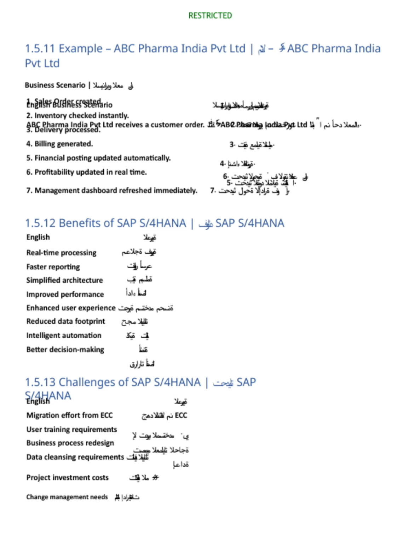As we explore the challenges of implementing SAP S/4HANA, several key areas stand out. Data cleansing is essential, cleaning up existing information to ensure accuracy. Change management plays a big role, helping teams adapt to new processes and systems. Migration effort from ECC requires careful planning and execution. User training is critical, so everyone knows how to work effectively in the new environment. Finally, business process redesign helps align operations with the capabilities of SAP S/4HANA, unlocking its full potential.